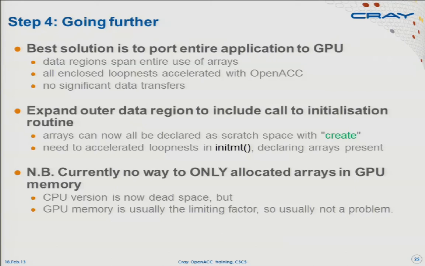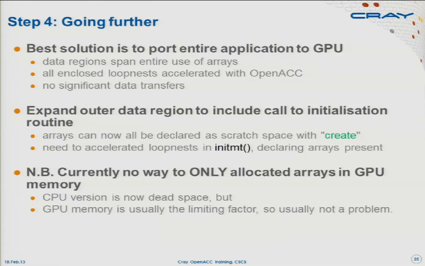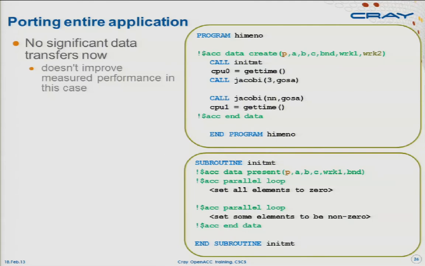Well, could we go further? The best solution is to port the entire application. We're still copying data in and out. So could we move the initialization routine into the data region as well? Why not? So we make the data region in the main program bigger, so it goes outside now the call to this initialization. Now, because we initialize the arrays on the GPU, we just label them all as being scratch space, create, no data movement at all. And that's what we do.